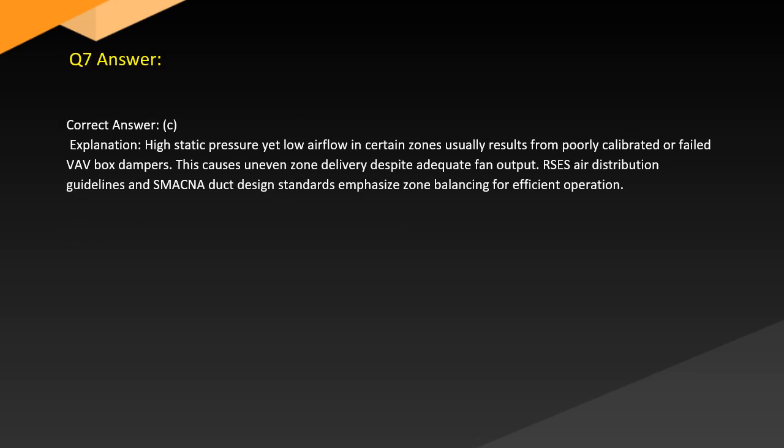Answer. Correct answer: C. Explanation. High static pressure yet low airflow in certain zones usually results from poorly calibrated or failed valve box dampers. This causes uneven zone delivery despite adequate fan output. RSES air distribution guidelines and SMACNA duct design standards emphasize zone balancing for efficient operation.